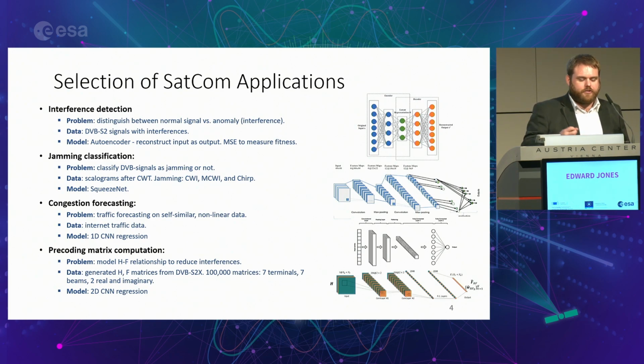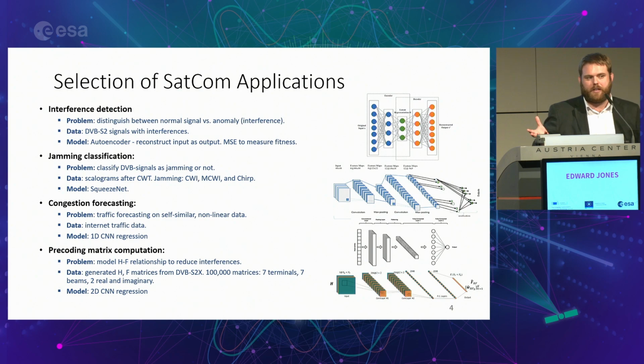And then there are 2 more, congestion forecasting. This is a time series type task where we looked at how we can predict when radio links would be particularly busy, and that could be used to mitigate that kind of thing, or change when things were transmitted. And also looked at pre-coding matrix computation, and this is a beam-forming application to stop interference between transmitters in the same place. So those are the applications.